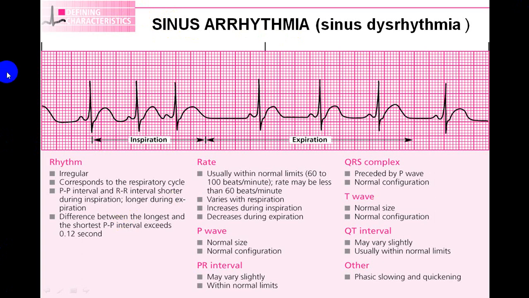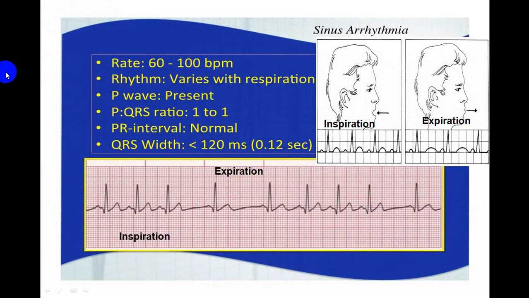And this is in a normal person where there is no specific etiology, and you can see it sometimes also in case of a pulmonary disease like COPD. Here you can make out much better that the rate increases during inspiration, and the rate starts decreasing during expiration. This is sinus arrhythmia.